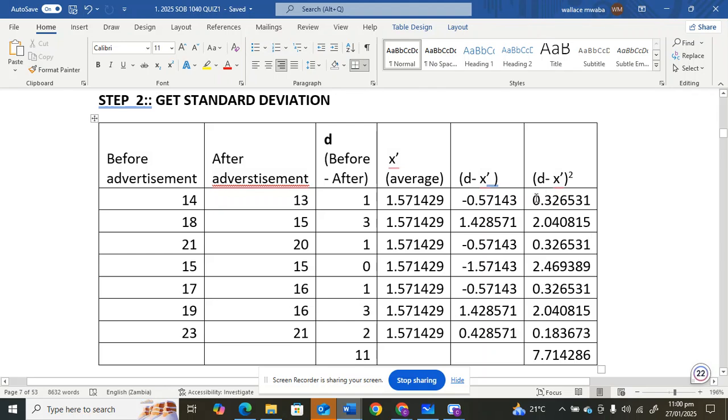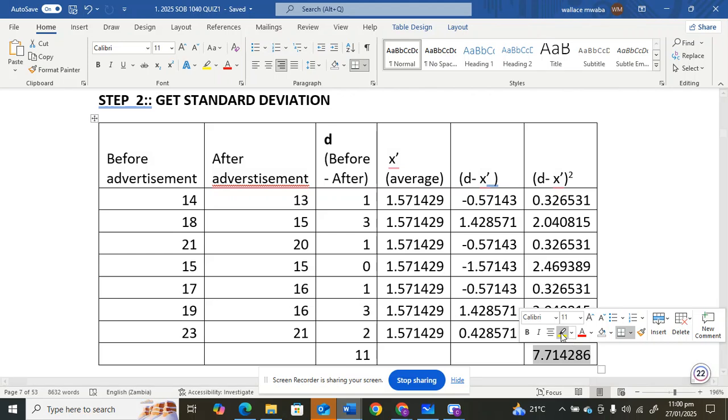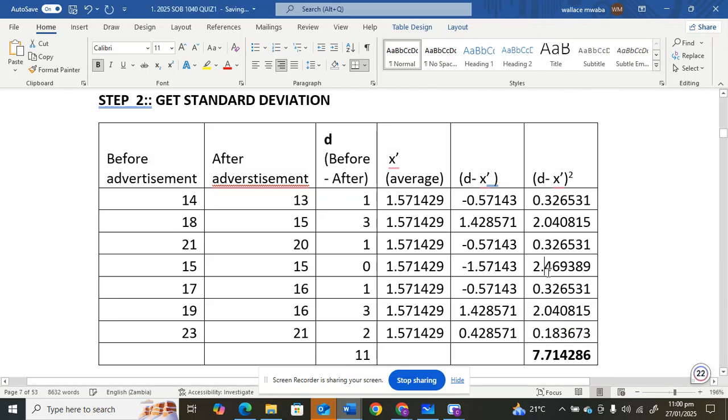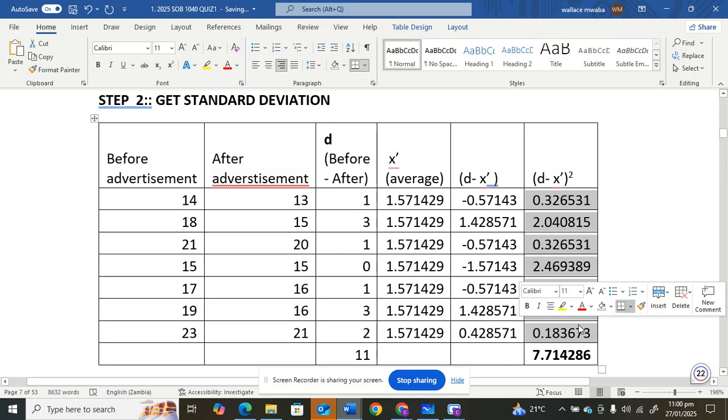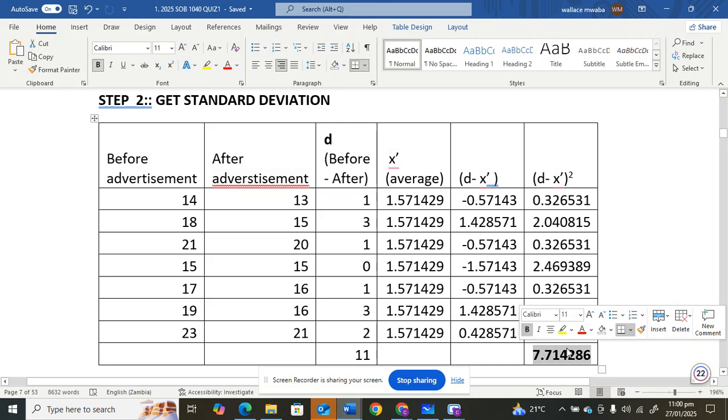So after you've squared these values, get the total. You add them up. After you square the values, add them up. This plus this plus this plus this plus this plus this plus this. You get 7.714286.